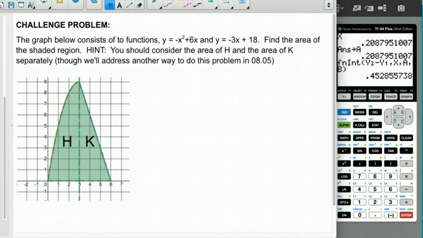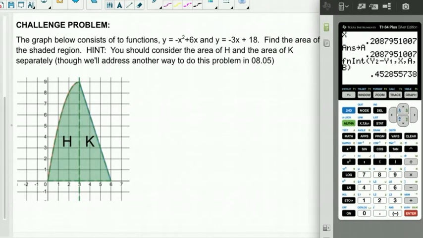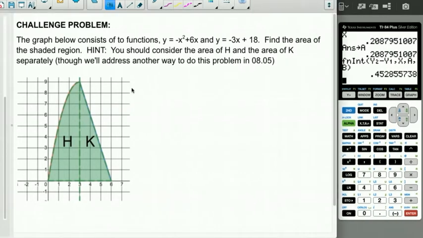So we're going to do a quick challenge problem. There aren't two of these, it's just one, but I want to walk you through some logic. The graph below consists of the function y equals negative x squared plus 6x. So that's this one, because that's definitely a parabola. And a line that is negative 3x plus 18. Find the area of the shaded region. So we want to find the area of this shaded region.